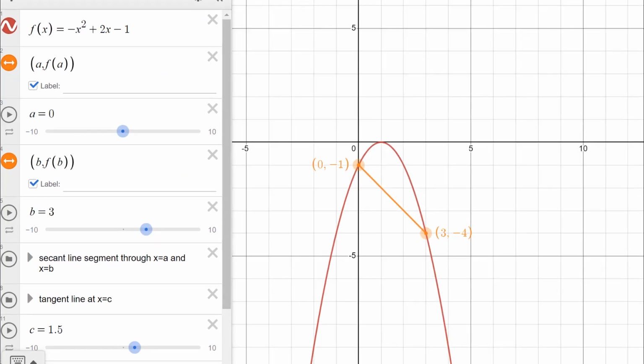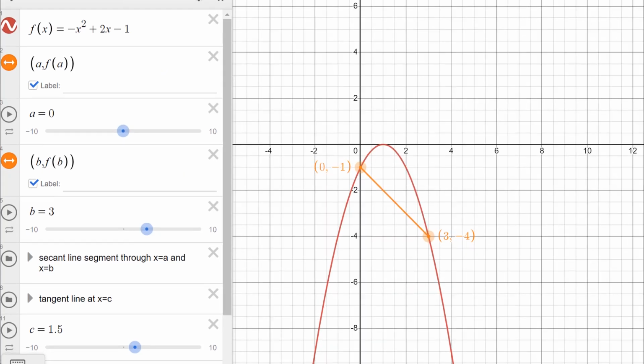Okay, you can see here that I have pulled up Desmos, and I went ahead and typed in some stuff here. So I typed in the function that we were working with, and I have a point a, f of a with a slider, and you can slide that around. So our endpoint was at x equals 0, so I'm going to put that slider back at 0. And then another endpoint at b, f of b, and so again you can slide that around. Ours was at b equals 3, so I'm going to put that back at 3. So there is our secant line between 0 and 3.